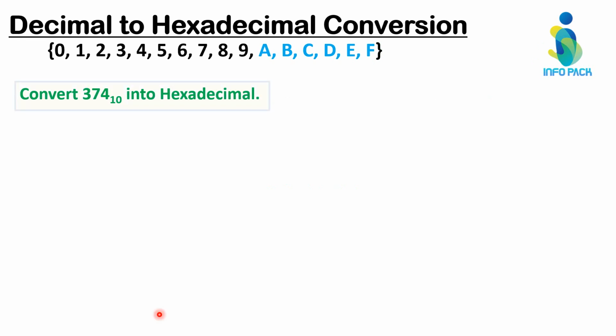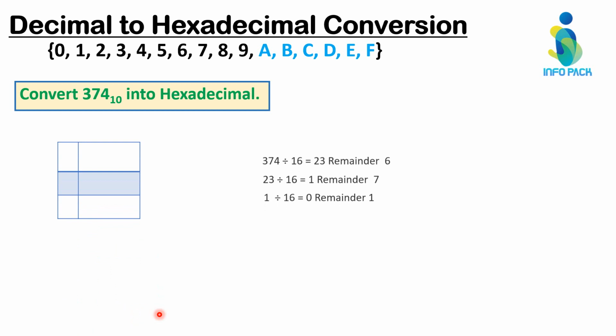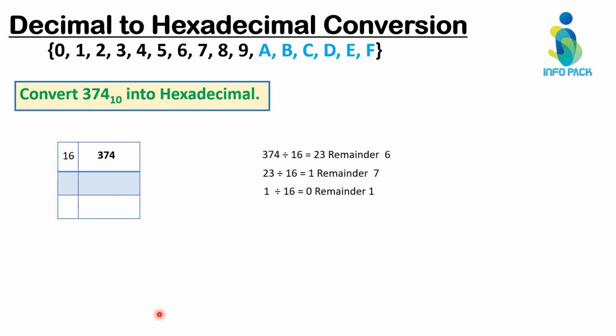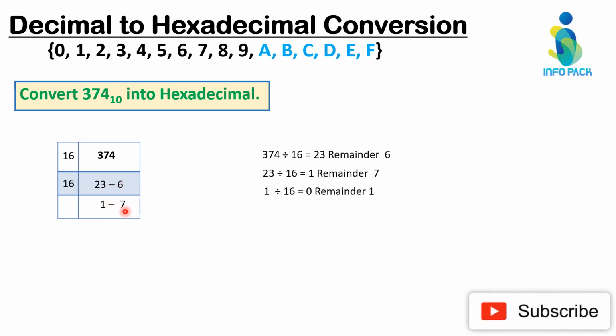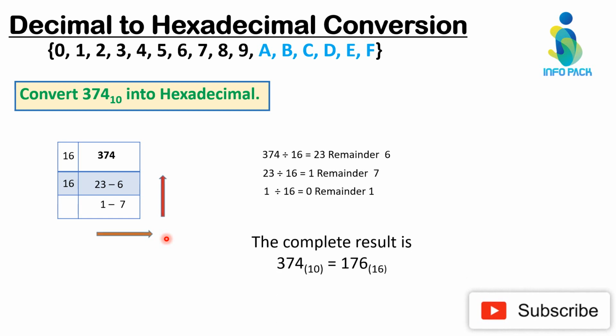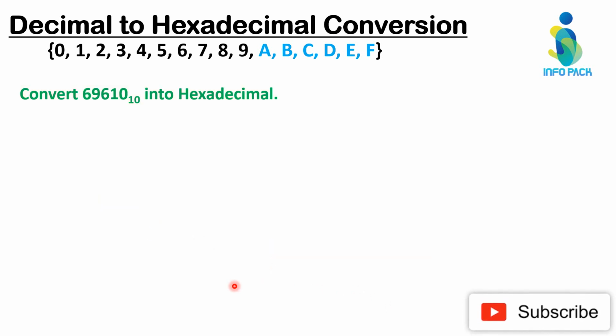Here is a number 374 and we have to convert this number into hexadecimal. So write the number and divide it by 16 and the result is 23 and the remainder is 6. Again divide this number by 16 and the remainder is 7. Write out all the remainders from down to up direction and the complete result is 176, that is now in hexadecimal form. Let's see another example.